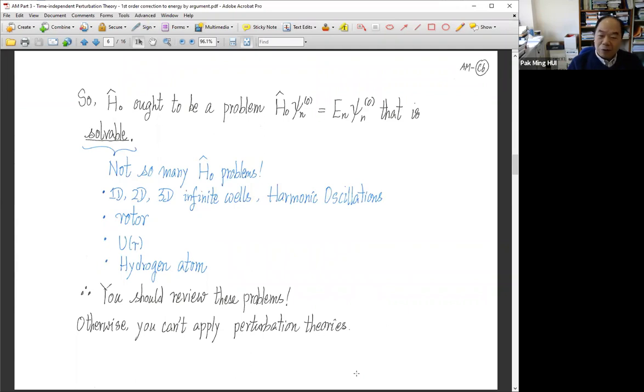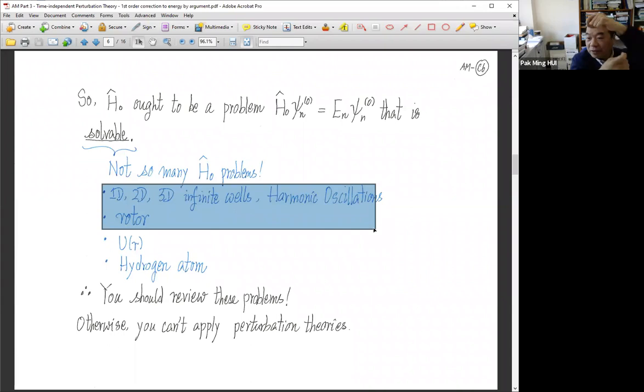Therefore, to do any perturbation theory, you ought to know some background, especially those problems that are solvable. If you look back at your first course, last term or the year before with me, actually you don't have that many solvable problems. One, two, three dimensional infinite wells, one, two, three dimensional harmonic oscillators, something called the rotor, a rod rotating, okay? I know Professor Liu did that.